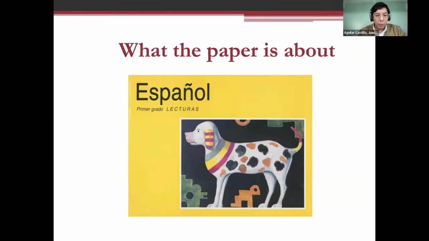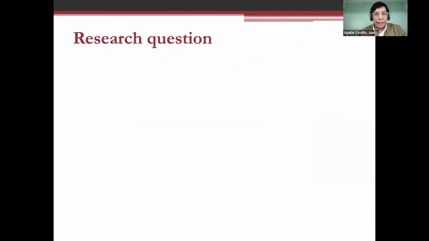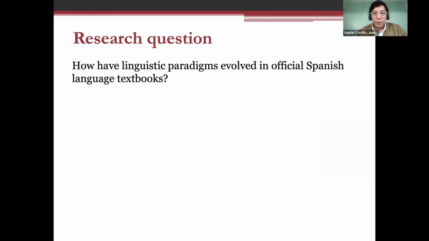Some of them became cultural touchstones, like the 1993 one on screen. I present the cover of one of the most beloved of these textbooks, the 1993 reading book, also known as the Little Dog's Book, El Libro del Perrito. In this respect, the research question is: how have linguistic paradigms evolved in official Spanish language textbooks?